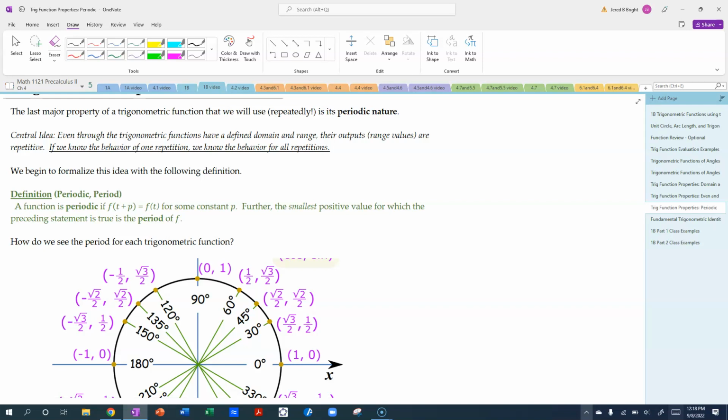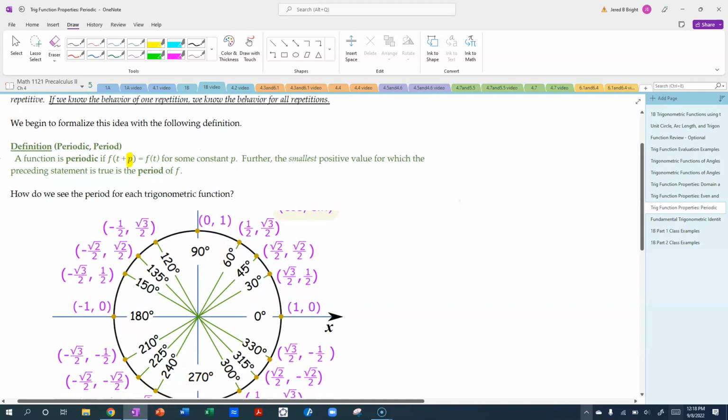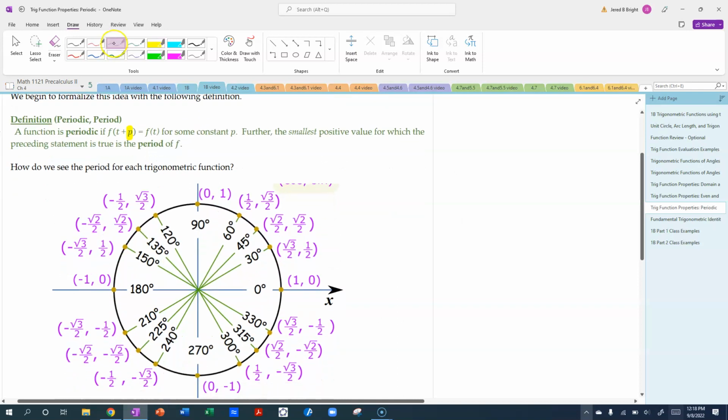To me, it's kind of like reading gibberish, but the idea with the period is it's this minimum number p needed for it to begin repeating its outputs. And I mean all of its outputs, not just some of its outputs. So let's think for a minute for cosine. What could the period for cosine be?